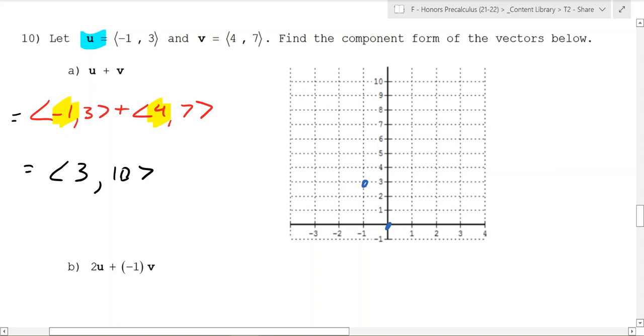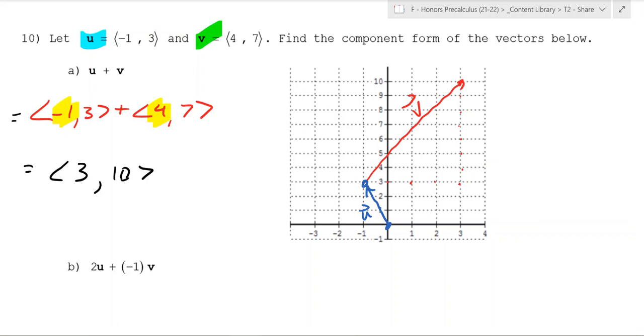It goes to here. This right here is vector u. So then if I take vector v, it would be 4, 7. So over 4, 1, 2, 3, 4, up 7: 1, 2, 3, 4, 5, 6, 7. This right here is vector v. I've taken v and I've put it on the end of u.